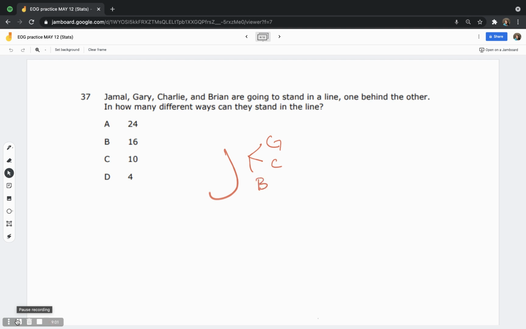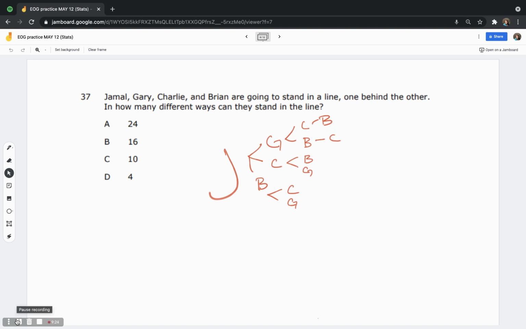And then if Jamal and then Gary go, next it would have to be Charlie or Brian. If Jamal and then Charlie go, then it would have to be Brian or Gary. And if Jamal and Brian go, then it would have to be Charlie or Gary. Right, then if it's Jamal, Gary, Charlie, Brian would have to go next. Jamal, Gary, Brian, Charlie.